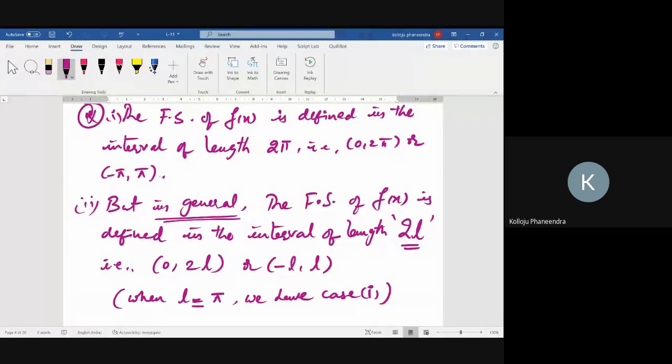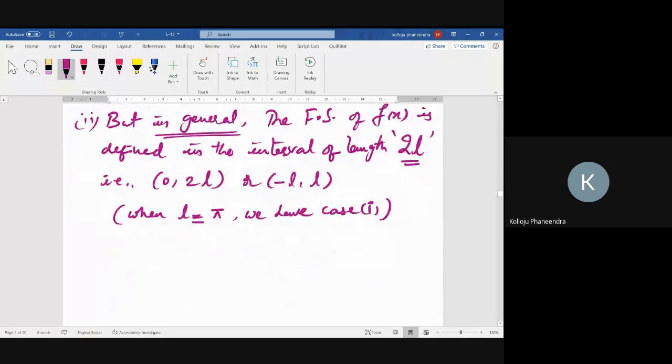But till now we have the formula in the interval 0 to 2 pi or minus pi to pi. Now, what is the Fourier series formula in 0 to 2L? L may be any positive real number, maybe pi, maybe 2, maybe 1, like that. This is called an arbitrary interval.